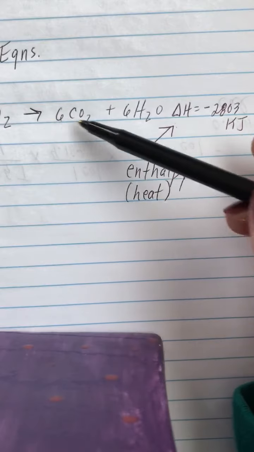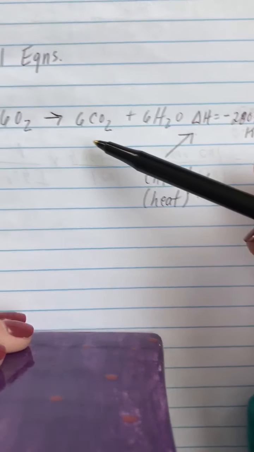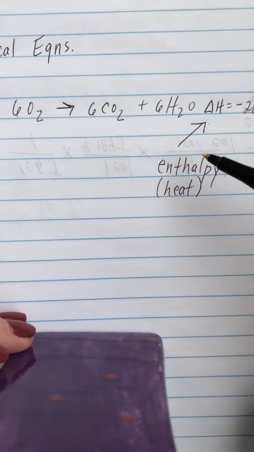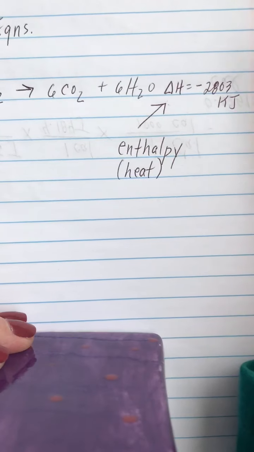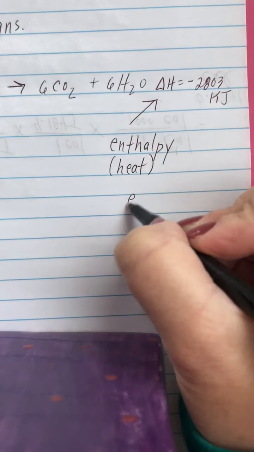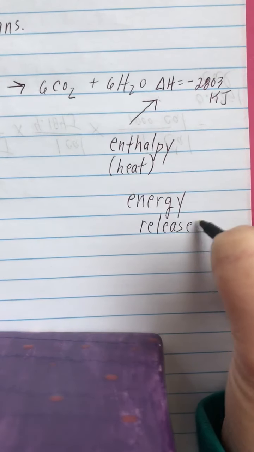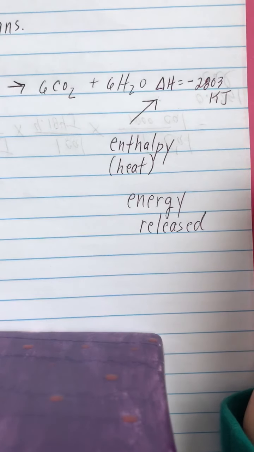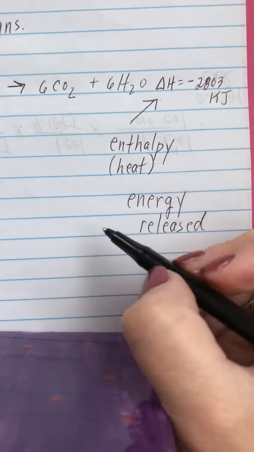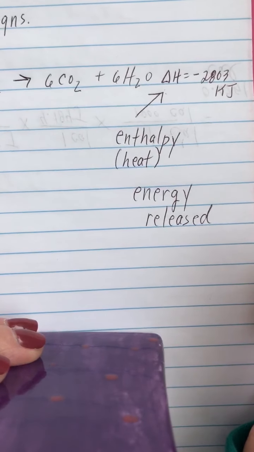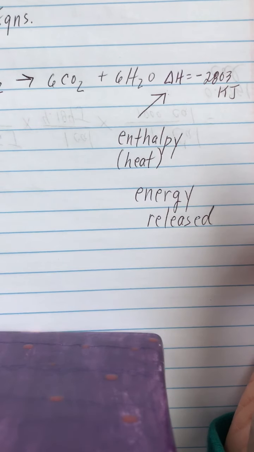Now for this particular example that I'm showing you here, with the glucose reacting with oxygen gas in air, producing carbon dioxide and water, energy is being released. I know that because of the negative delta H value. Whenever delta H is negative, that tells you the reaction is exothermic. Energy is being released into the environment.